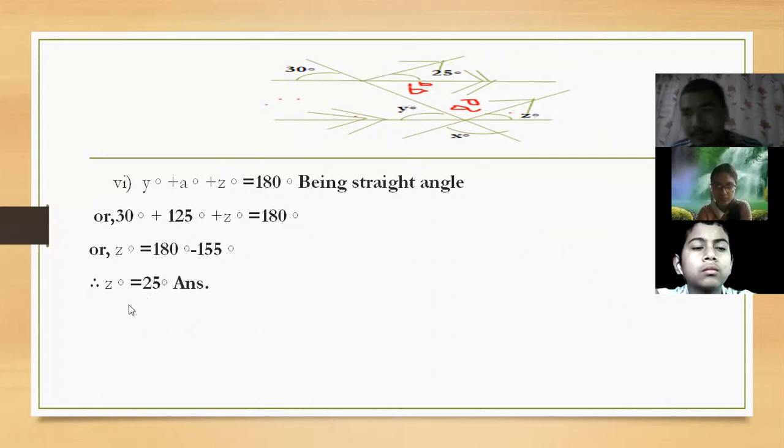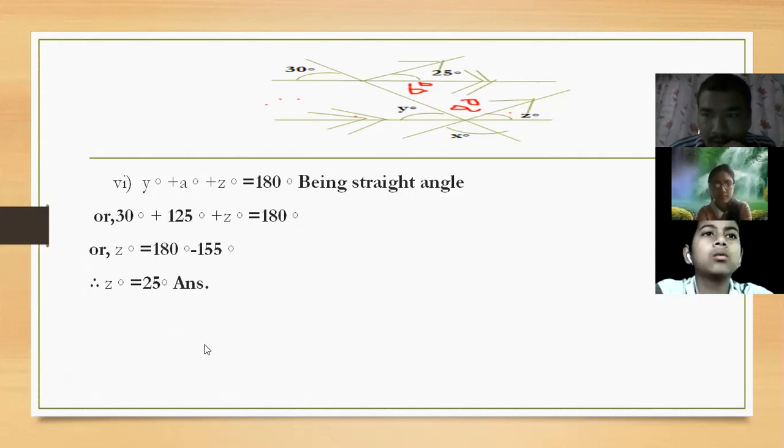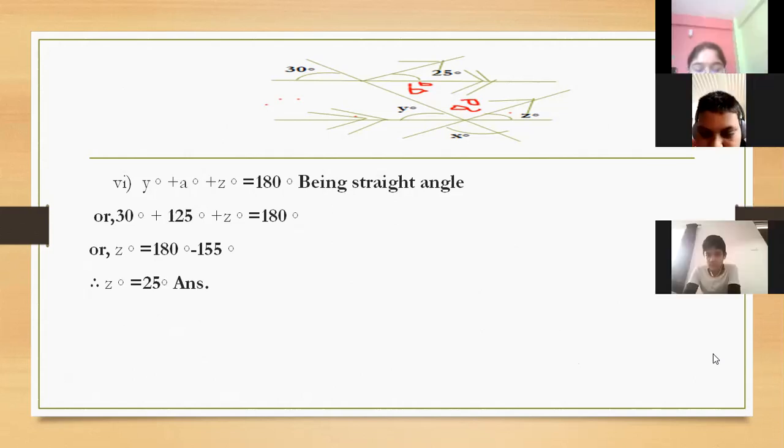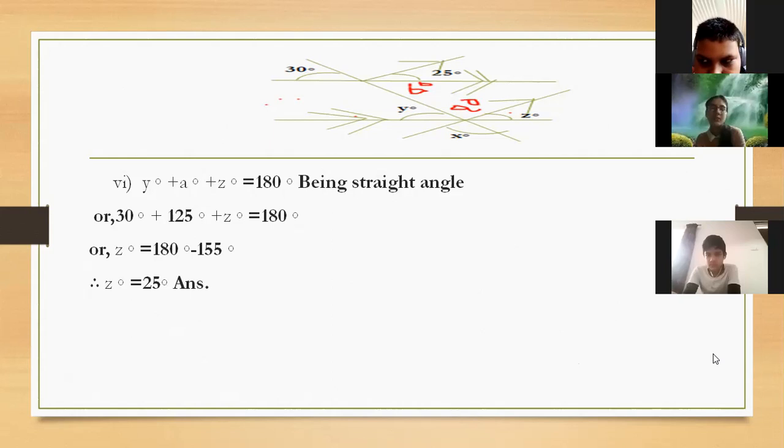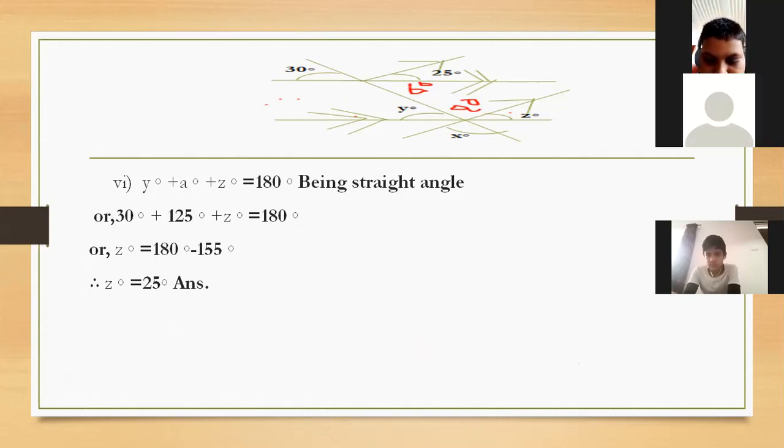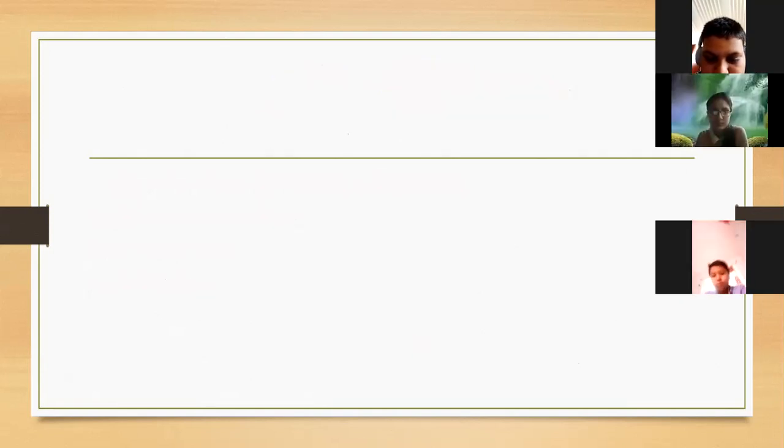Okay, children? Okay, sir. Are you clear about this solution? Yes, sir. Ashish, are you clear about it? Yes, sir. Okay, Nevisa, yes, sir. Good. Now look here, Sahaj. Are you clear? I am going to show you the next one.